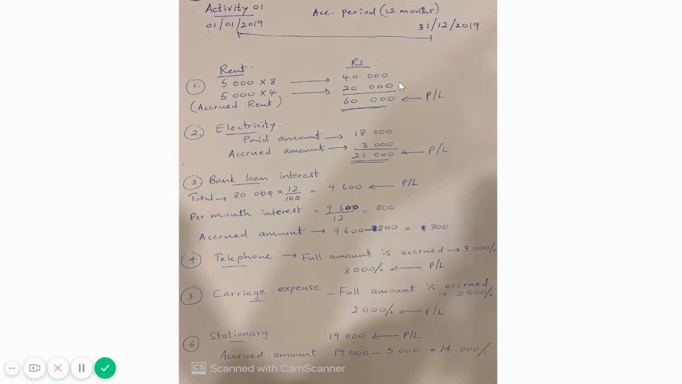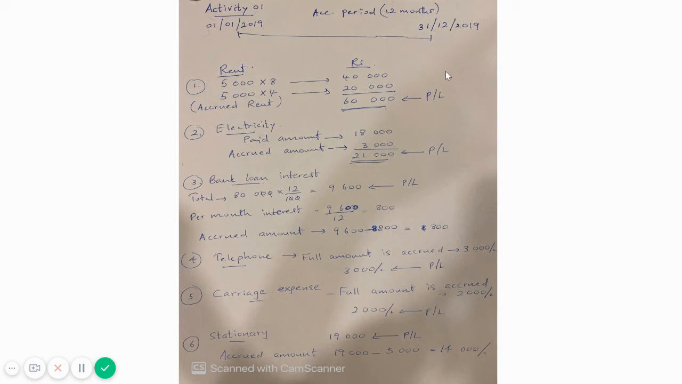Then this 20,000 will be known as accrued rent, and it will be shown under current liabilities in the statement of financial position of Nayanee's business. The 60,000 is the total shown under the profit or loss when you are calculating the operational results, the profit or loss of the business during the period. And this 20,000 will be indicated in the statement of financial position under current liabilities as accrued rent.